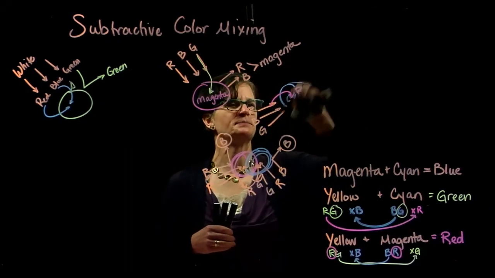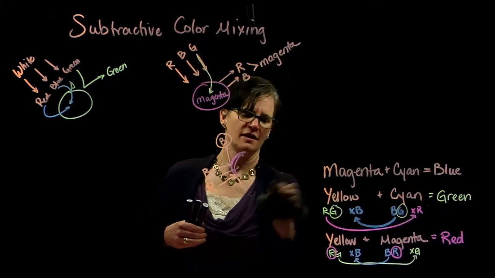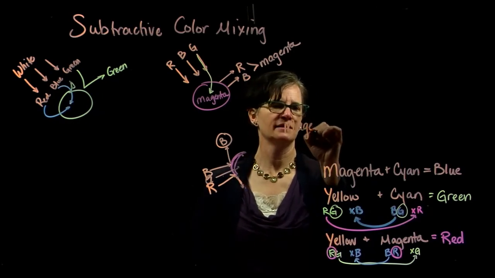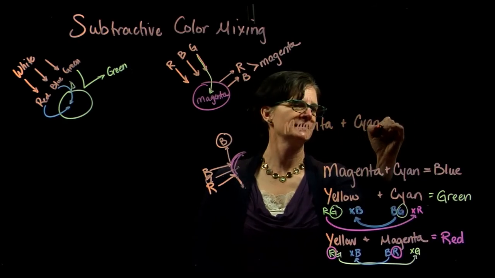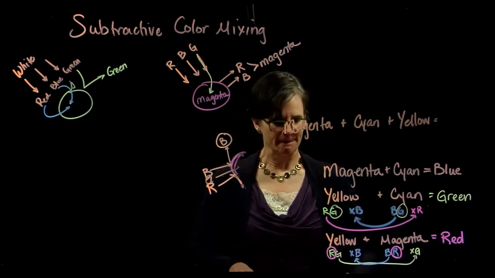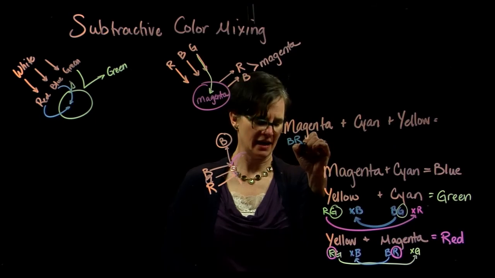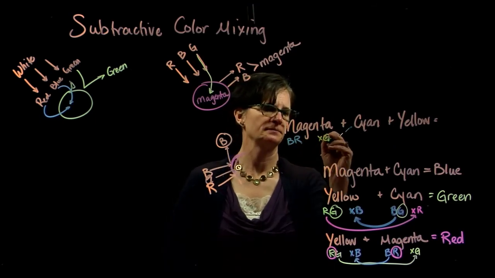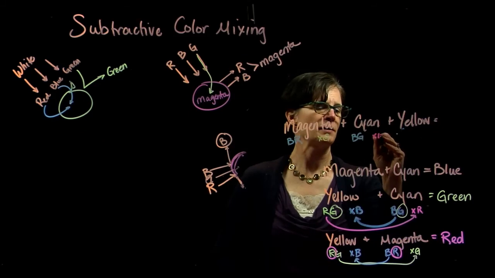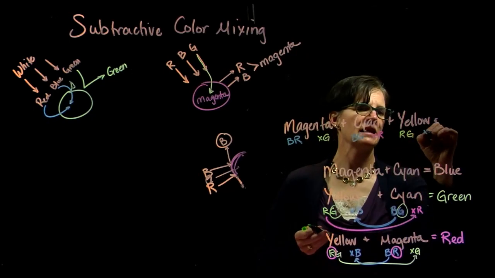So as I mix different colors, I see different outcomes based on what's being eaten up, taken away, and what remains reflected. Let's look at one more to fully elucidate this entire process of subtractive mixing. What if I combine them all? So if I take magenta plus cyan plus yellow, what do I get in this subtractive process? Well, following the same procedure, magenta is blue and red, takes away green. Cyan is blue and green and takes away red. And yellow is red and green and takes away blue.